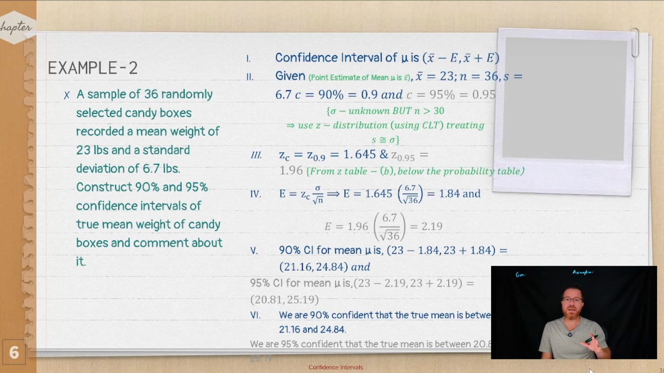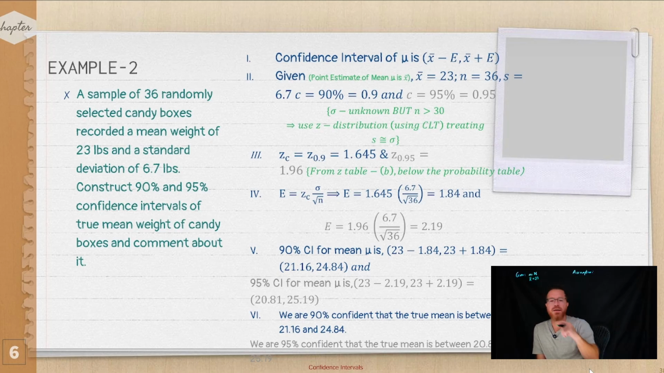And this is so that we can compare how a change in your confidence will actually affect your confidence interval. So first thing I'm going to do, I'm still going to write down my given information. So I have a total of n equals 36 boxes of candy. The average weight, the mean weight, x bar, is equal to 23 pounds.